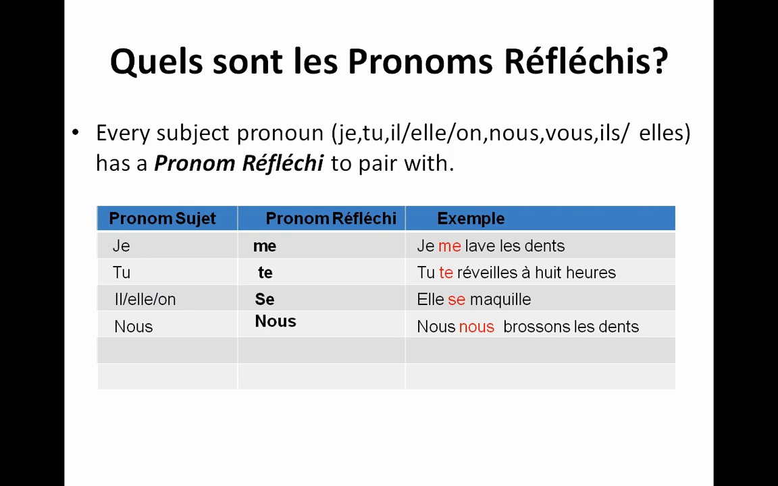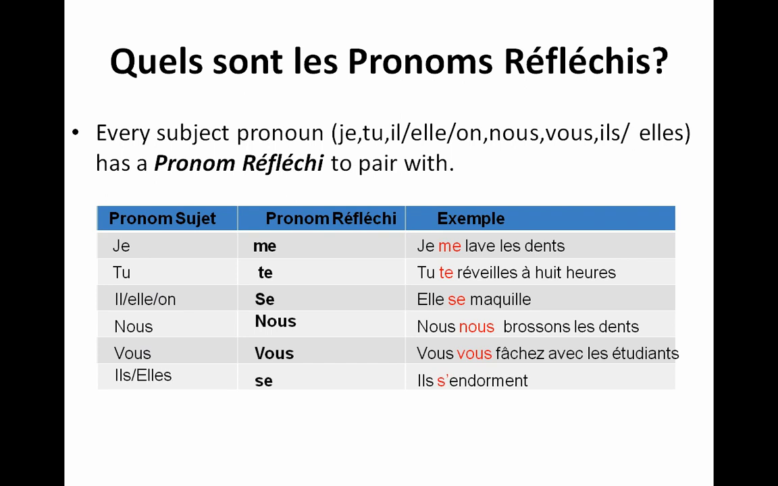Look at nous. Look what happens with nous. Basically, it's a repetition of the subject pronoun, which becomes your pronom réfléchi as well. So nous. Look at the example. Nous nous brossons les dents. So we brush our teeth. Okay? And let's see vous. Vous vous fâchez avec les étudiants. So again, for vous, you have a repetition of the subject pronoun, and that will be your reflexive as well. Vous vous fâchez avec les étudiants. You get angry or mad with the students.